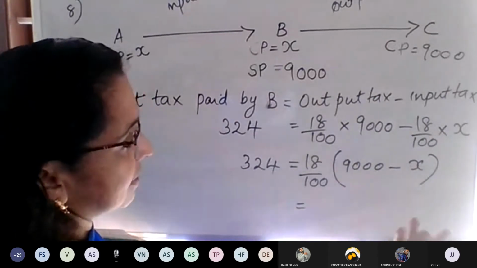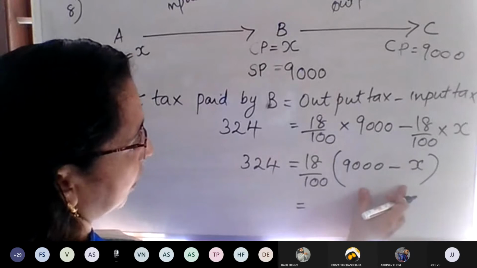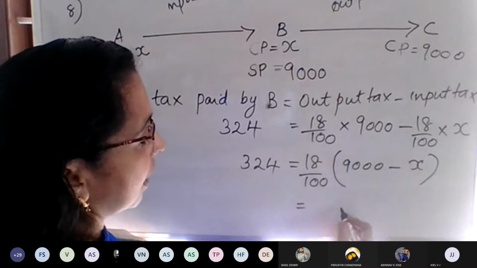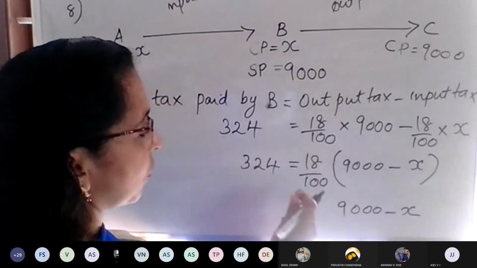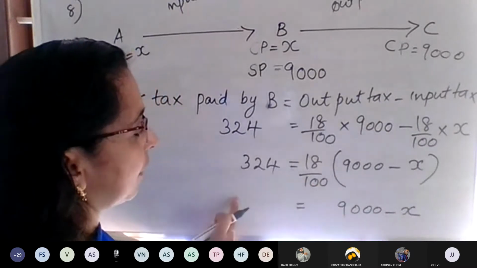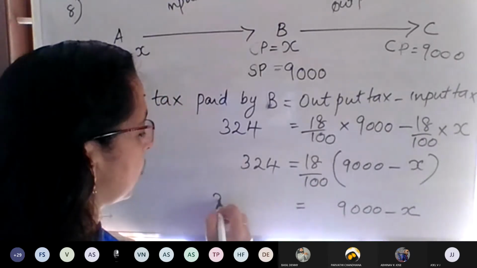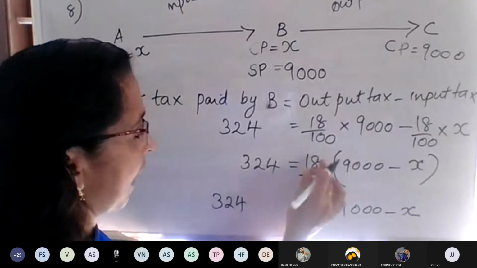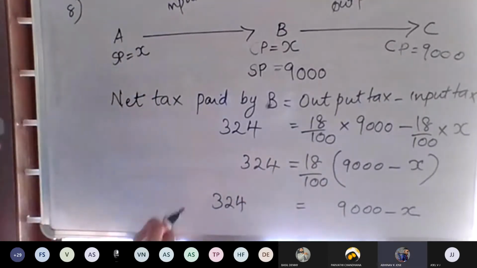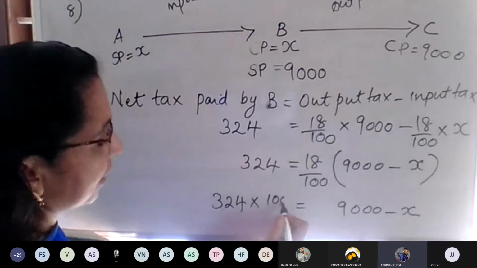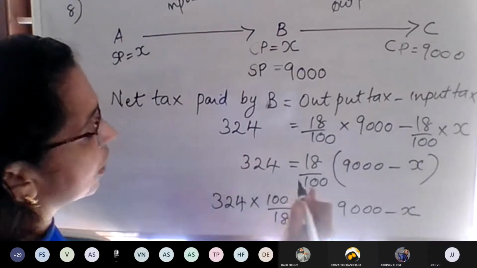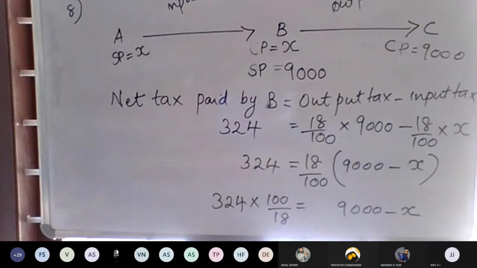Then we need X, the selling price, no. So for finding X, keep that 9,000 minus X on the right side itself. If we take 18 by 100 to the left side, what will happen to it? Already 324 is there. It will become the reciprocal, into 100 by 18.